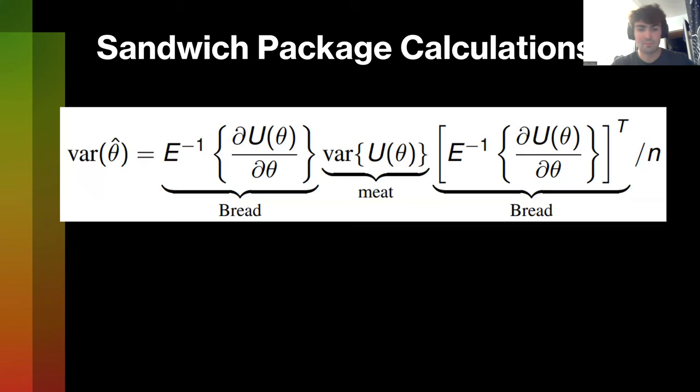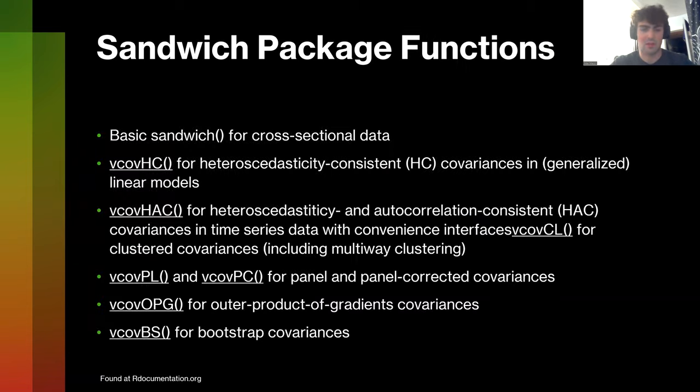packages in R. You can see how it's calculated, and you can see how it gets the name sandwich, where it takes the sample variance in the middle there, which is the meat, and multiplies it by the two other estimators, which we call the bread, which are just the partial derivatives of theta, and makes the estimator heteroscedasticity consistent.